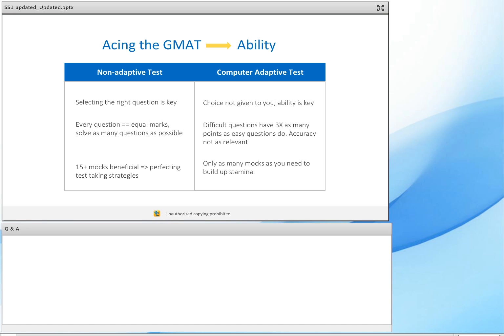A lot of people who prepare for the CAT really say, hey, I've got to improve on my ability to spot which question is easy and so on and so forth. So they do a lot of practice. They take 15 plus mocks, and essentially their goal is to perfect that test taking strategy. On the GMAT, that's not useful.